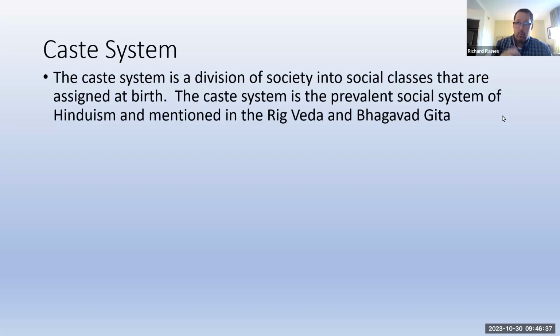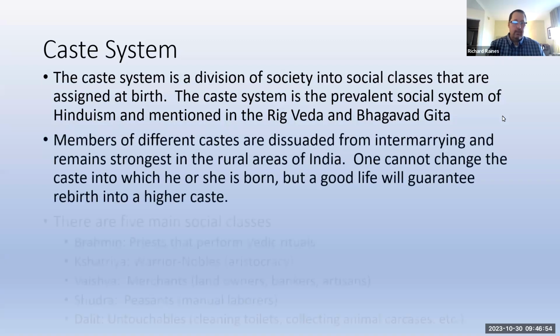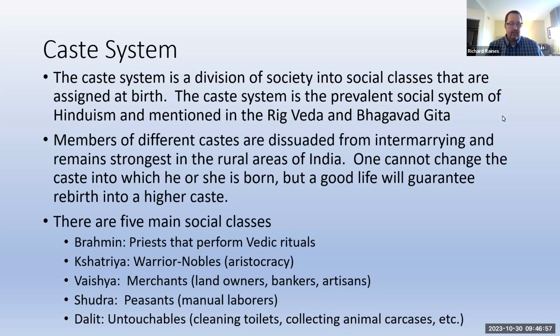As mentioned earlier with karma, your previous life determines your next life. And so for the Hindu, I'm going to define the different levels of the caste system, but let's just look at them here, right? You can't really intermarry. You can't change your caste, right? Whatever you're born with, that's your caste. That's who you are, right? That's what your kids will be. That's what their kids will be. You're in that caste. But there are five main social classes.